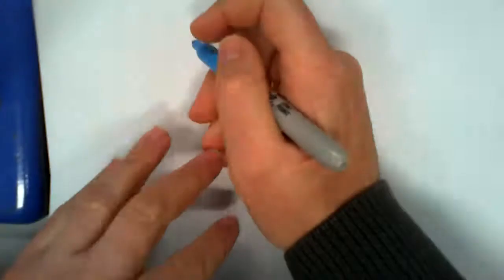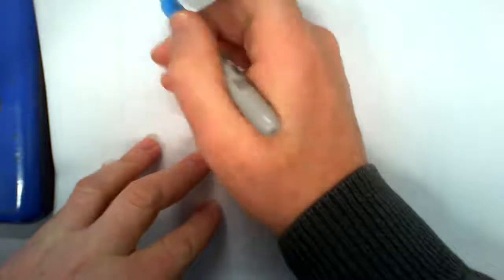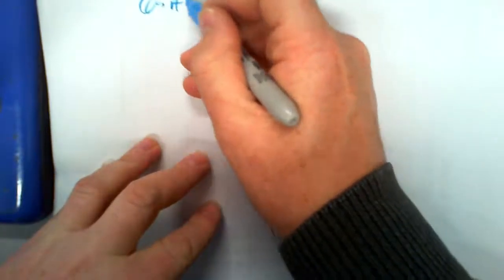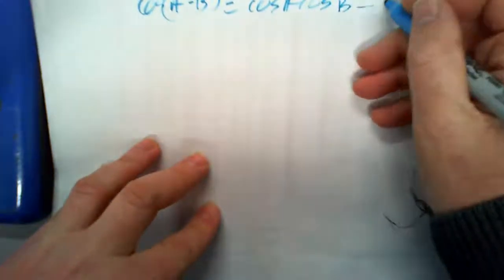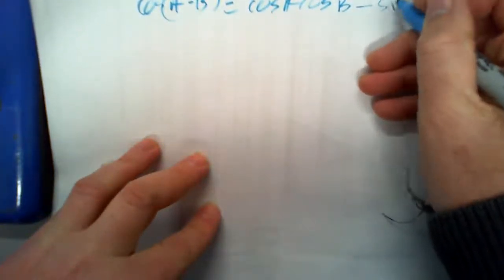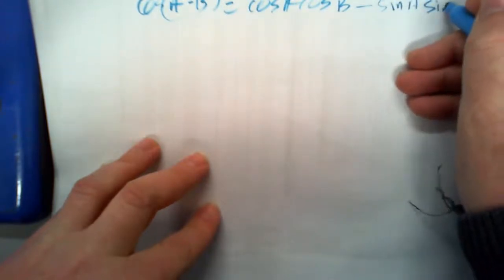So today we're going to have a look at the proof. I suppose the first proof we're going to have a look at is, I'm just going to make this a bit bigger. Okay, the first proof we're going to have a look at is cos(A minus B) is equal to cos A cos B plus sine A sine B.